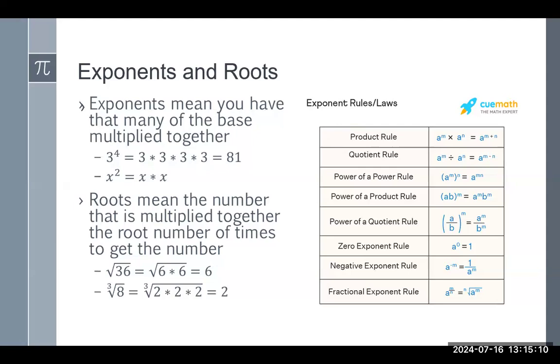Now, roots mean the number that is multiplied together the root number of times to get to that number. So let's imagine we have the square root of 36. Well, there's a 2 above this little radical sign. That means it's going to take 2 multiplications, 6 times 6, or 6 to the power of 2, to get 36. That's why we end up with just 6 at the end. Now, this 3 up here just means it's going to take 3 multiplications of 2 to get 8, which is why we have 2 here.